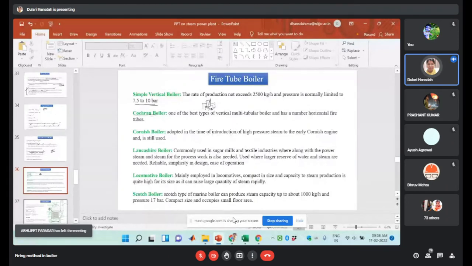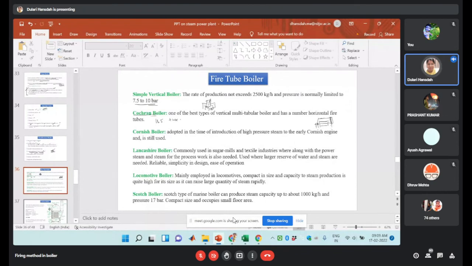So Cochrane boiler means it is one of the best types of vertical multitubular boiler and has a number of horizontal tubes. So there, if you observe, there are a number of horizontal tubes. On one side there will be the supply of the flue gas, and the other side is connected to the chimney, right? And it is circulated with the help of water. In this case, the number of tubes will be about 165. 165 tubes can be used.